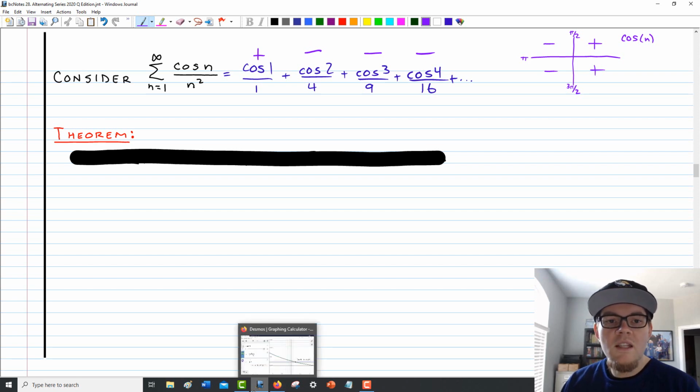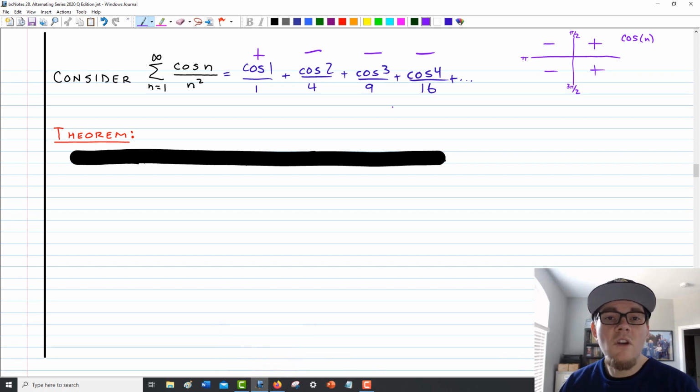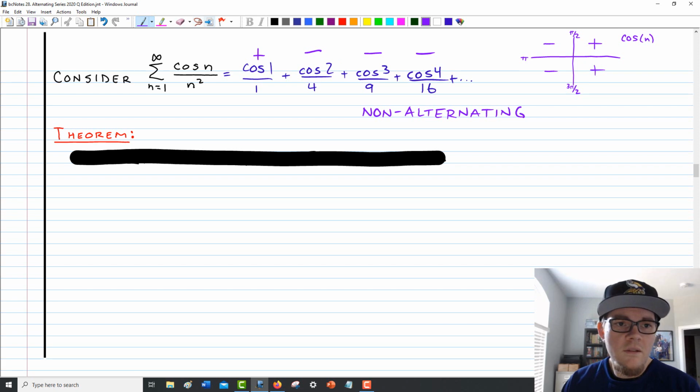So unfortunately what we're seeing is that this pattern has positive and negative terms, but it's not alternating. So theoretically we have nothing we could use to talk about this particular series. It's just outside of our realm of control. But the truth is, not so fast. We can actually add a simple theorem that allows us to get a better handle on this series at least.